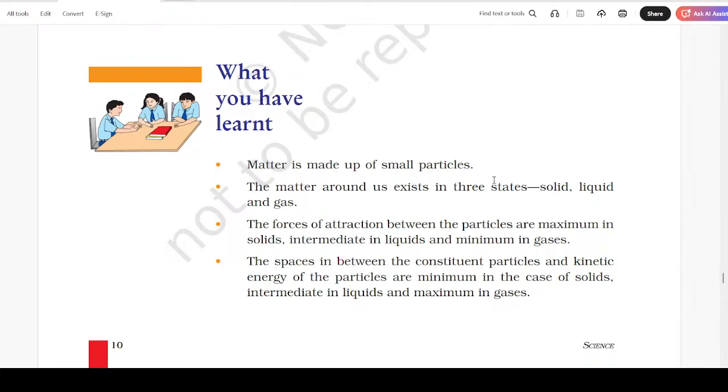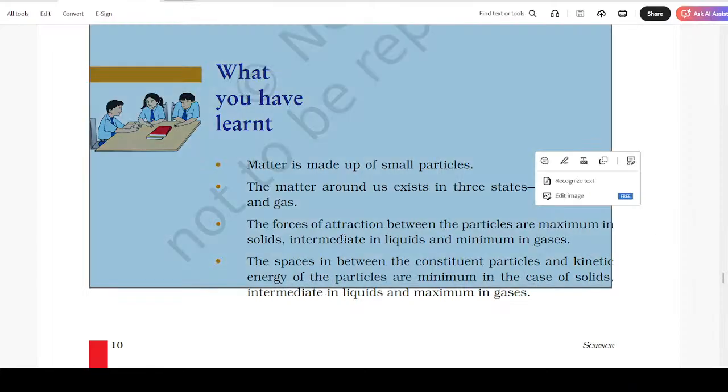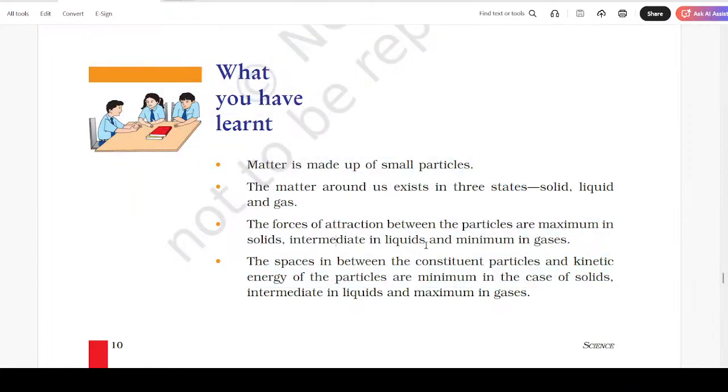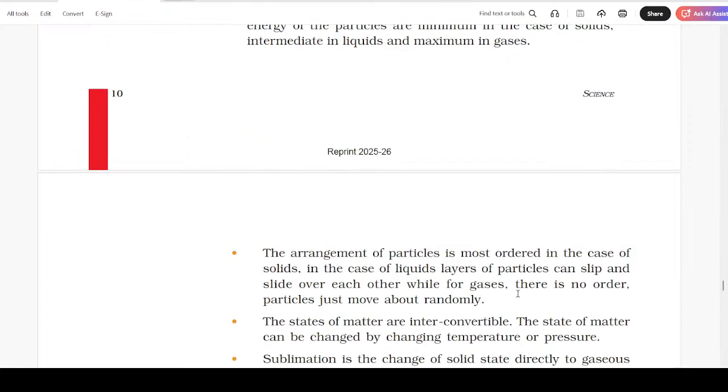Now, what you have learned. Number 1. Matter is made up of small particles. The matter around us exists in three states: solid, liquid, and gas. The forces of attraction between the particles are maximum in solid, intermediate in liquid, and minimum in gases. The spaces in between the constituent particles and the kinetic energy of the particles are minimum in the case of solids, intermediate in liquids, and maximum in gases.